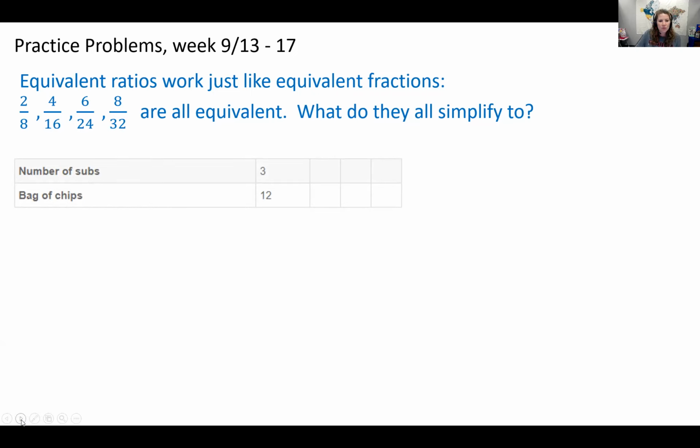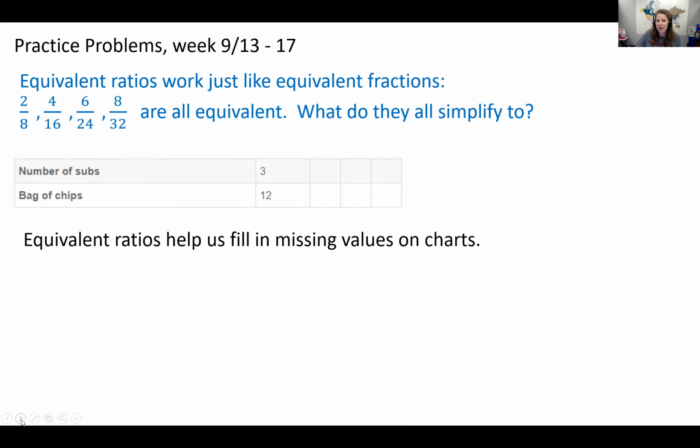So you can use equivalent ratios to help figure out missing values. The ratio of number of subs to bags of chips is 3 to 12. So what if I had 4 subs? According to this ratio, how many bags of chips would I have? Well, if I simplify 3 to 12, if I divide both numbers by 3, I see the ratio is 1 to 4. So 1 times 4 is 4. So 4 times 4 is 16.